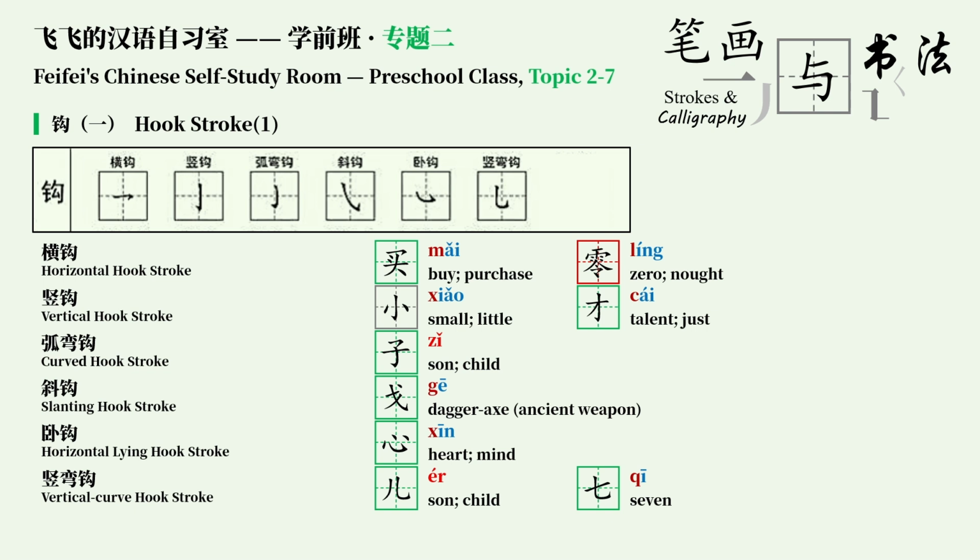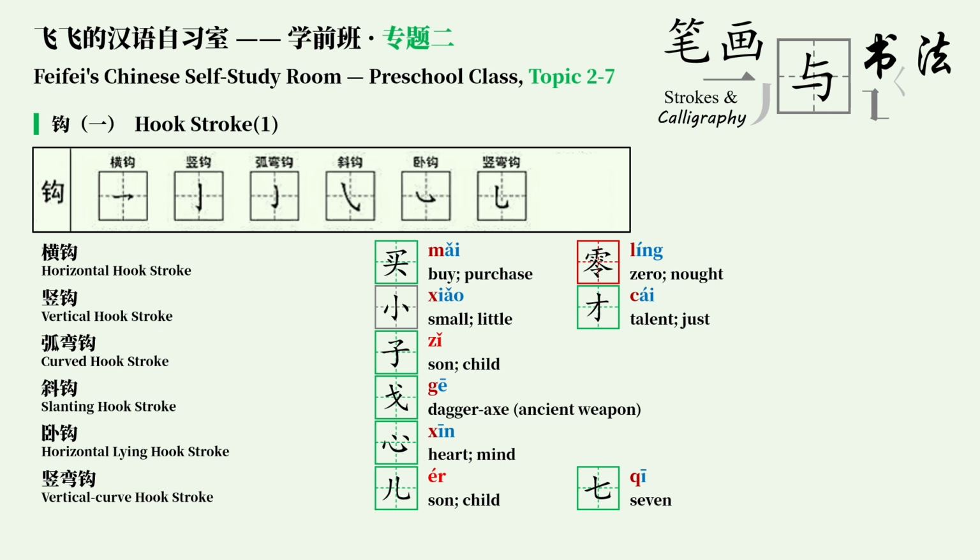Example characters 儿, meaning son, child. 七, meaning 7.